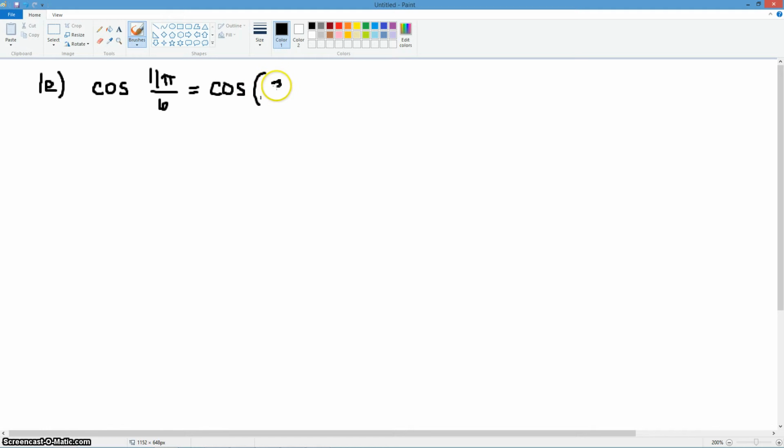Alright, did everyone get 330 degrees? Very good. That's exactly what you should get. Everyone by now should be feeling comfortable with going from radians to degrees, degrees from radians, converting. So now what we need to do is figure out where 330 is. And if you remember, that is going to be right here in the fourth quadrant.